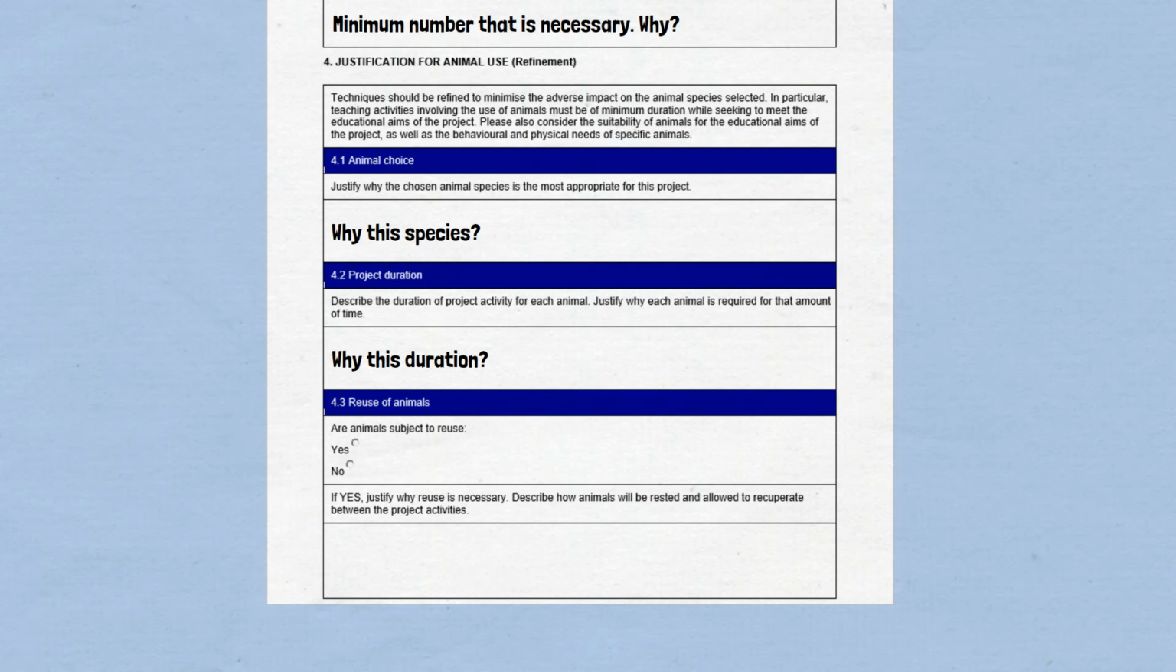If your project requires animals to be used multiple times, you need to justify how these activities are contributing to the fulfillment of curriculum learning outcomes. Describe how far apart these activities will be spaced and how you will ensure the animal is sufficiently rested. For example, perhaps in between activities, students do not have access to the animals and handling that is not necessary to maintain the animal's health and well-being is avoided.